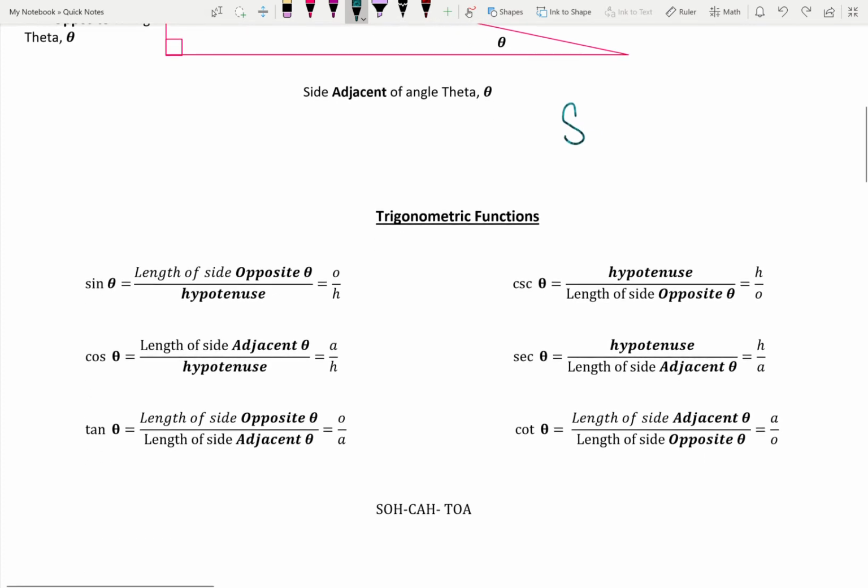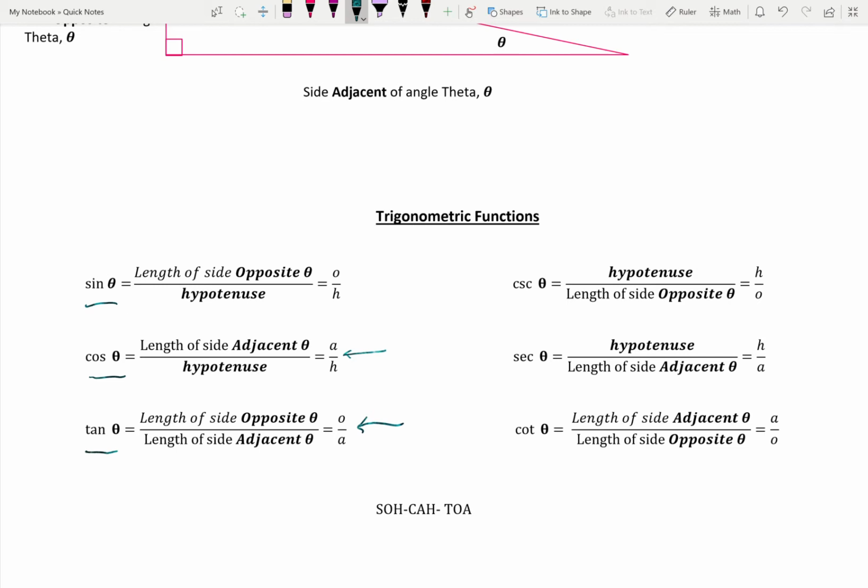Okay, so let's just go down this list, right? So sine theta is equal to the opposite over the hypotenuse. Cosine theta is equal to the adjacent side divided by the hypotenuse. And tan theta is equal to the opposite side divided by the adjacent side. So we're just laying down definitions right now, definitions of what trigonometric functions look like.